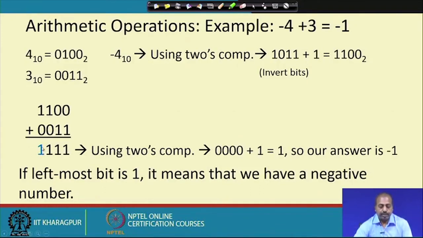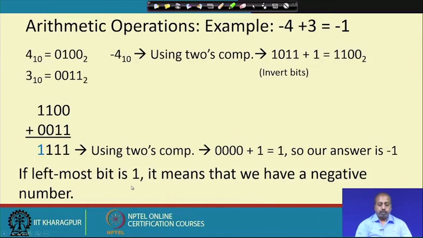Now, you see that since this bit is 1, this means that this is a negative number, and if you want to get the original decimal number, what you do is take the 2's complement of this. So, this is 0 0 0 0 plus 1, that is 1. So, our answer is minus 1. If the leftmost bit is 1, that means it is a negative number, and if you convert it into its 2's complement, you will get the corresponding positive number. So, here I am converting this 1 1 1 1 into 2's complement, and I am getting 1, which is the corresponding positive number.